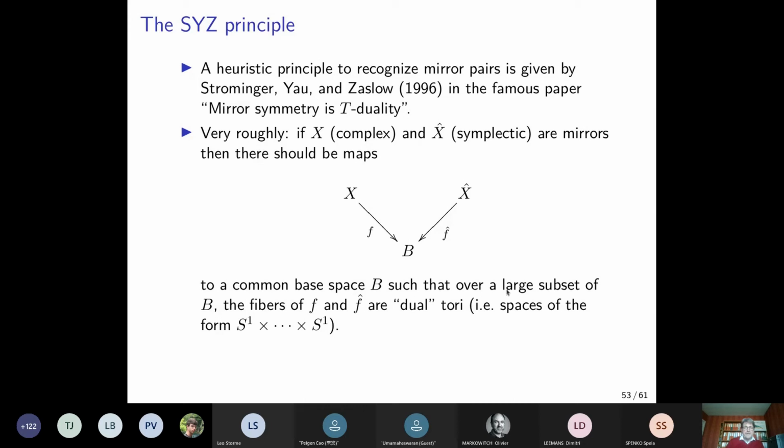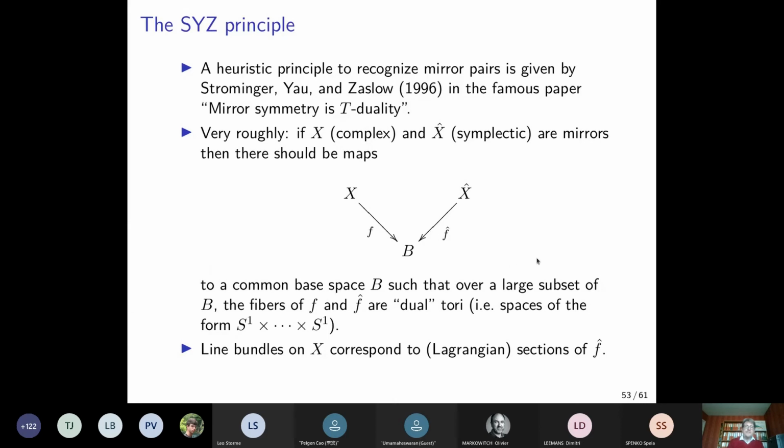But note this picture is only true over some subset of the base, because it may be that the fibers on this side degenerate, there may be some bad fibers, and then it's not so clear what to do on the other side. And a very important part of the SYZ principle is that line bundles on this side correspond to certain sections of this map.